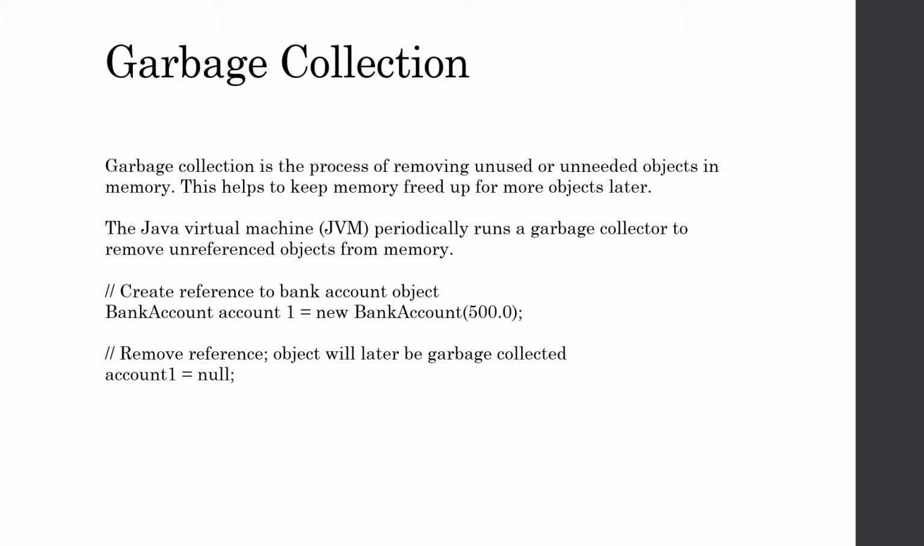So we have an example right here where we create a reference to some bank account object. And then at a later point in time, we're going to remove that reference. Instead of referencing this new bank account object with a balance of 500, account 1 will instead reference null. So the reference that account 1 held to that bank account object is going to be broken. It's now going to reference nothing at all. Then that bank account object that was previously being referenced is now unreferenced.